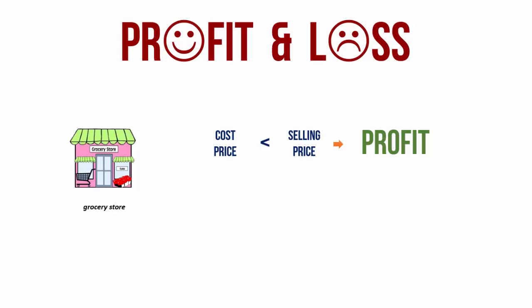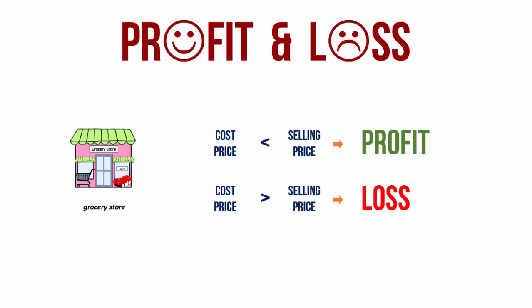Now let us say that the grocery store has a stock of tomatoes that hasn't yet sold. Unless the tomatoes are sold, they will go bad and the store will have to throw them. Hence, in order to get rid of his stock of tomatoes, the grocery store reduces the price. When the selling price of a product is lesser than the cost price, it's termed as a loss.